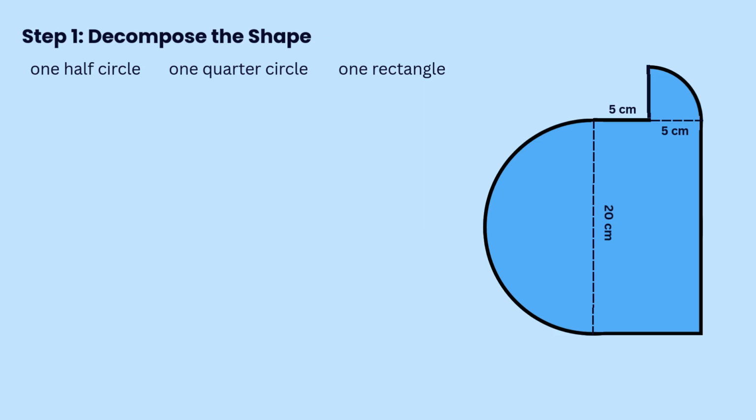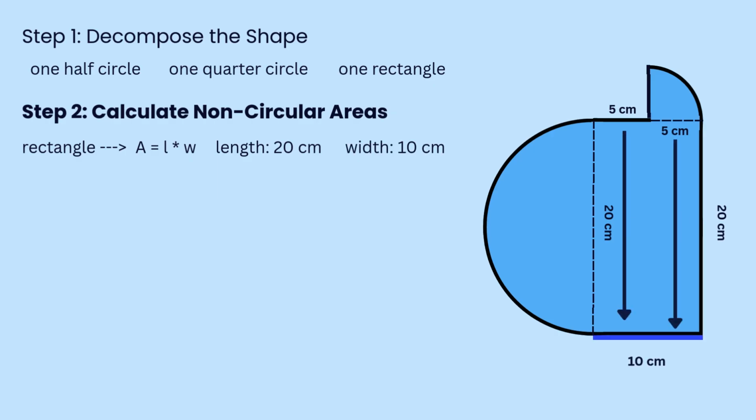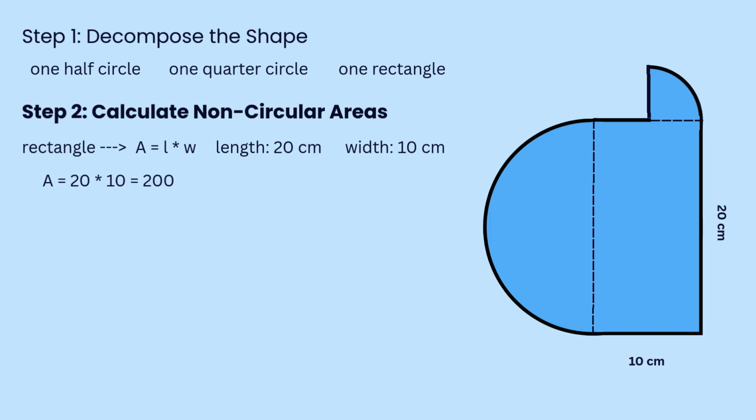Now we're ready to calculate their areas. Our non-circular part is the rectangle. Let's find its area. The area of a rectangle is found by using the formula length times width. The length of the rectangle is 20 centimeters. We know this because it is the same length as the diameter of the half circle, which is given in the diagram. The width of the rectangle is 10 centimeters. We know this because it's the same length as the combination of the one given side length and the radius of the quarter circle, which is also given. So the area of this rectangle is 20 times 10, which equals 200 square centimeters. So the total of our non-circular parts is 200 centimeters squared.